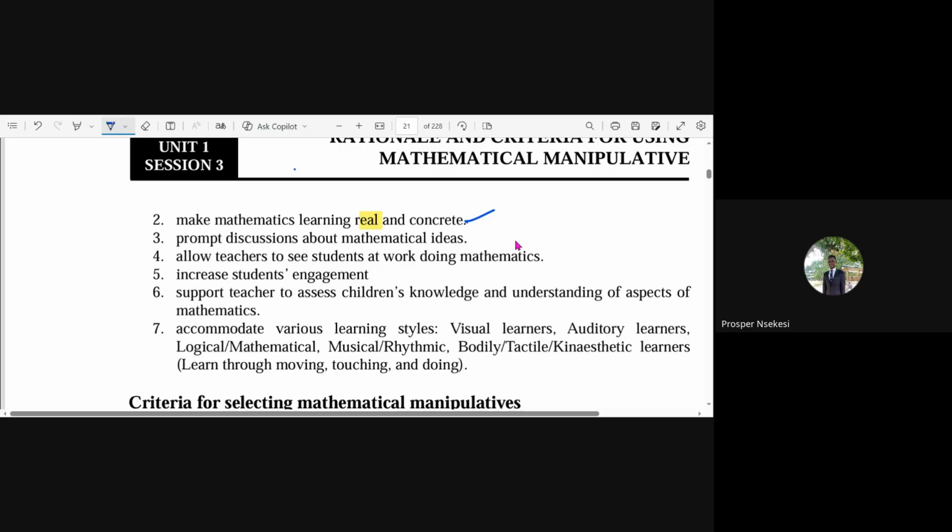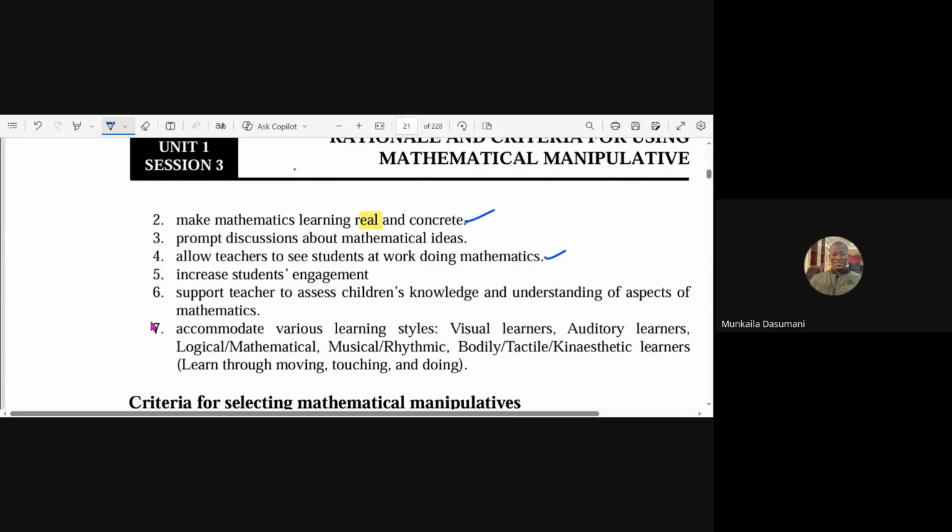It says that it allows teachers to see students at work doing mathematics. Because the students are manipulating the objects, you see that they'll be able to do mathematics. As you are going around and they are manipulating, you see that they will be learning, and you as a teacher see that those learning through the manipulative objects will be doing the mathematics alongside. Okay. Thank you very much.